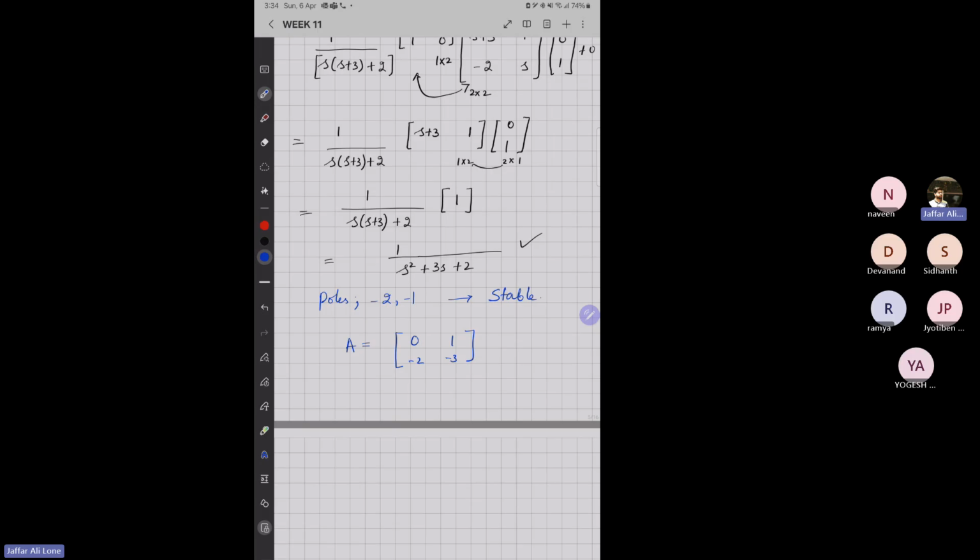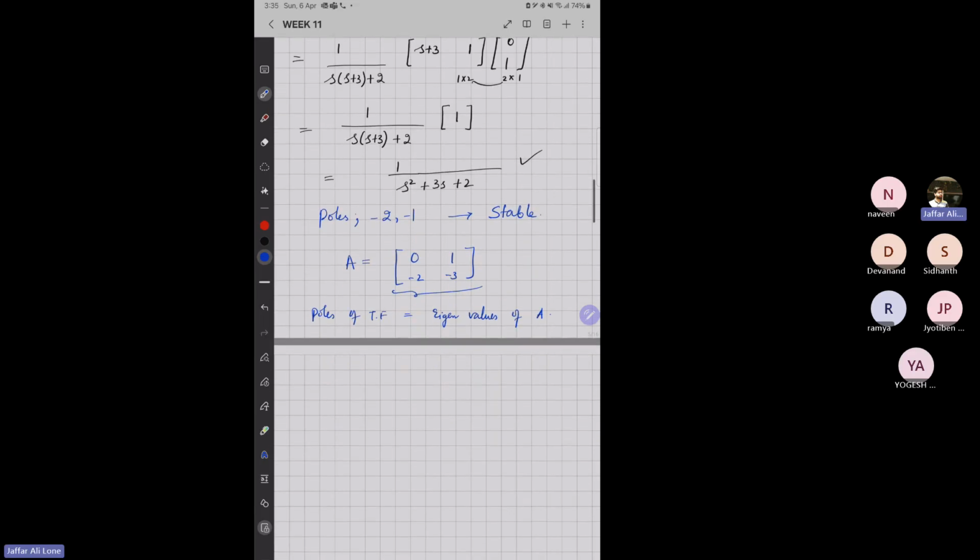So if we are asked to find whether a system is stable and you are only given a state space model, you only have to check the eigenvalues of this matrix A, right? No need to go and find the poles, because now you are in modern control. So the poles of the transfer function are equal to the eigenvalues of matrix A.